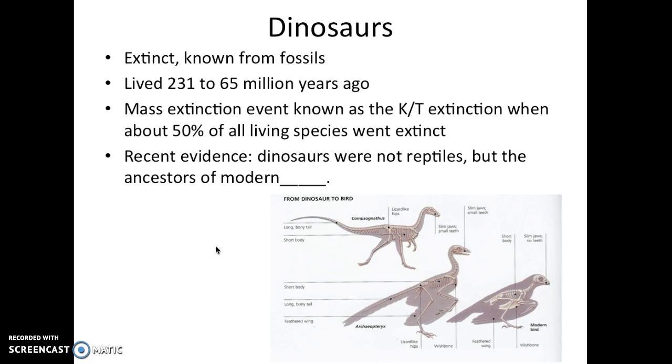And if we look at their anatomy or their body structure, we see that dinosaurs' limbs are directly under their body, whereas reptiles, amphibians, their limbs are kind of sprawled out to the side. Again, we'll discuss this later.